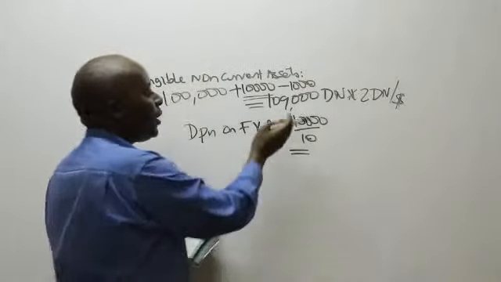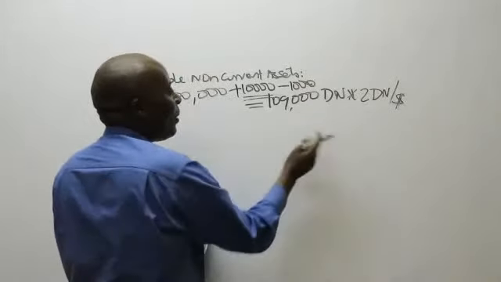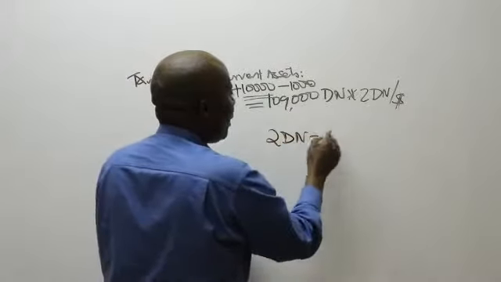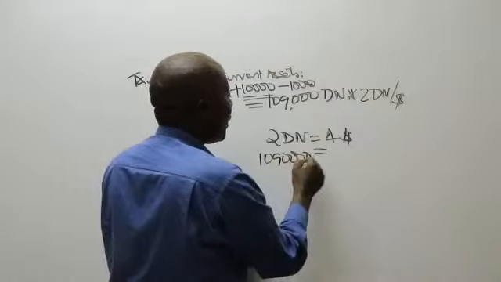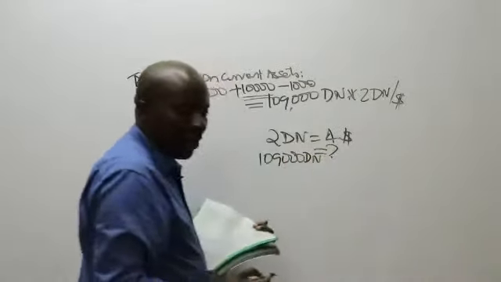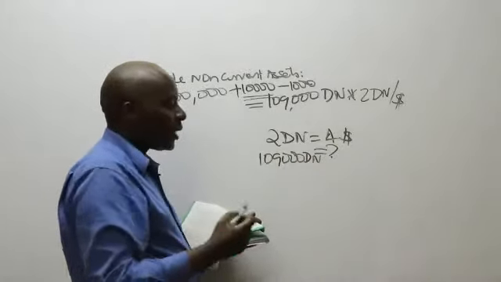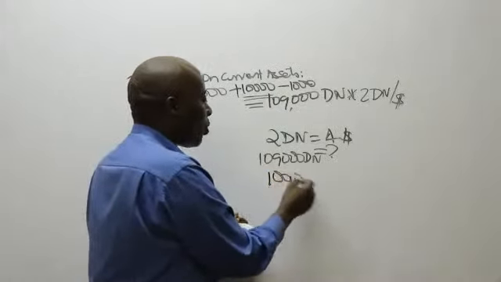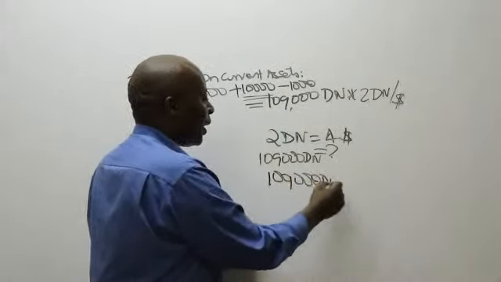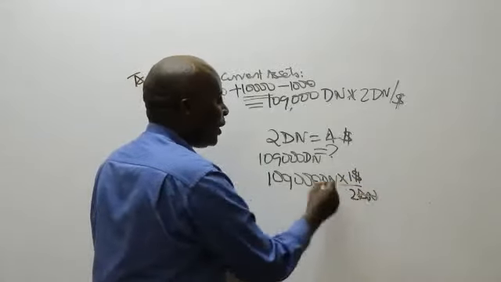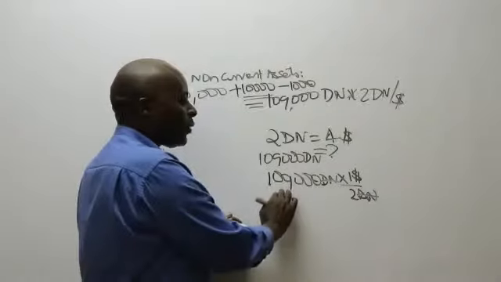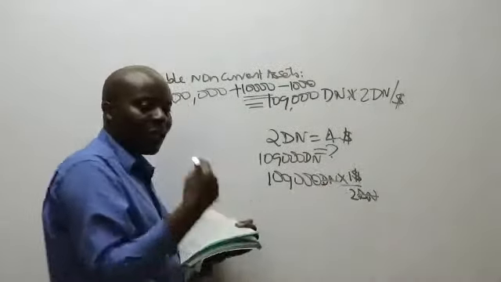Alternatively, you could do this in your mother tongue. Say 2 dn equals $1. How about 109,000 dn's? When you cross multiply, it will be 109,000 dn times $1 divided by 2 dn's. So that now the dn's will cancel out. You'll be left, ladies and gentlemen, with what here? Your reporting currency, which is the dollar.